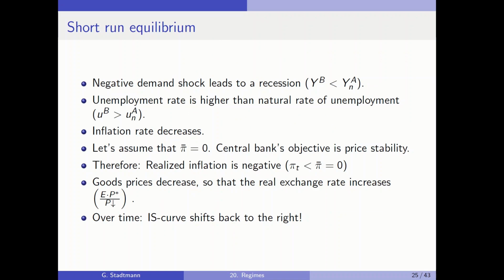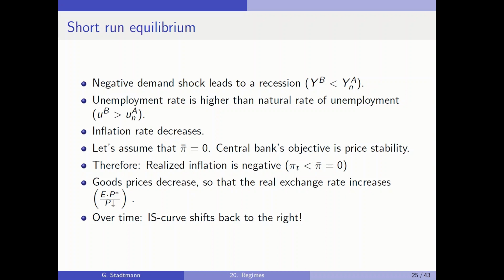Let's summarize the effects in the short-run equilibrium. The negative demand shock leads to a recession. So GDP in situation B is lower than in situation A. The unemployment rate is higher than the natural rate of unemployment, so the inflation rate decreases.